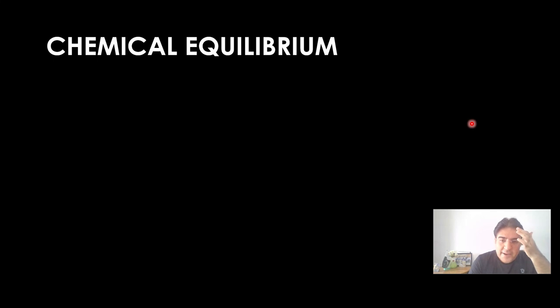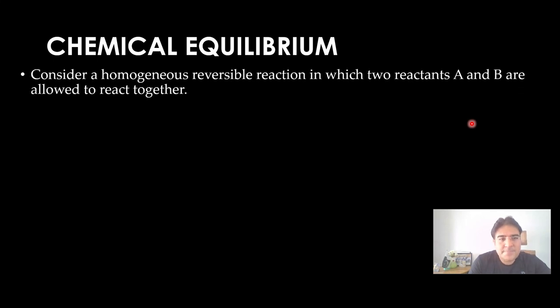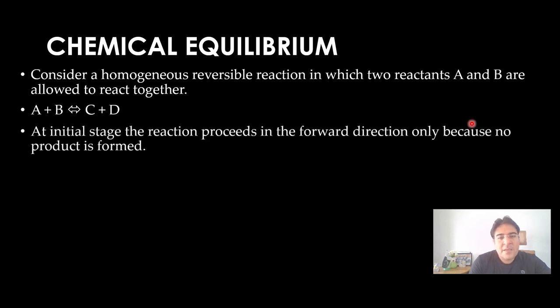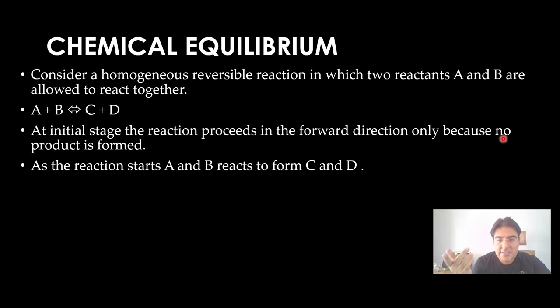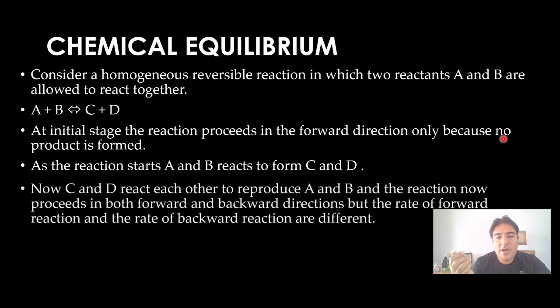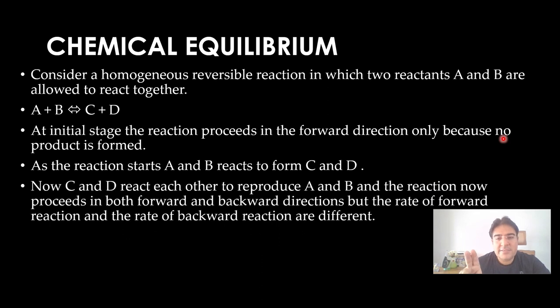Next thing was chemical equilibrium. It's a state in a homogeneous reaction. Let's say A plus B gives C plus D. In the beginning, only the forward reaction is there because no products are formed. But as soon as the reaction starts and C and D start to form, what happens? Now C and D start to react and they start to form A and B.